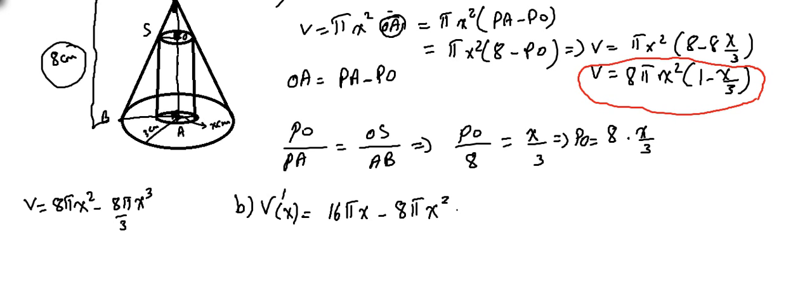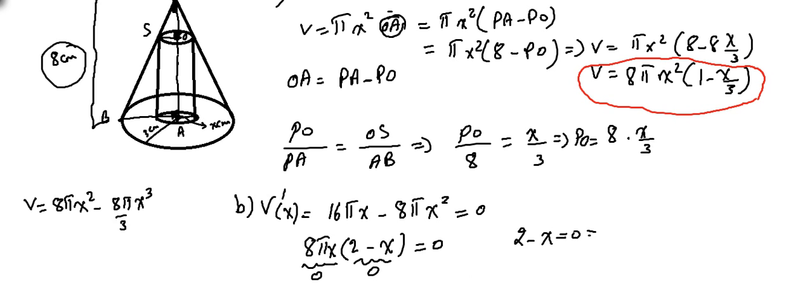To find the maximum volume, we need to set the derivative equal to 0. We can take 8 pi x as a common factor. What is left is 2 minus x equals 0. So either 8 pi x equals 0 or 2 minus x equals 0. Since x is a positive number, we take only 2 minus x equals 0. Why should it be positive? Because otherwise we would have no cylinder, just a line. That gives us x equal to 2.